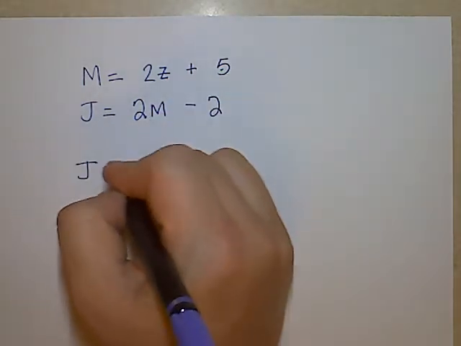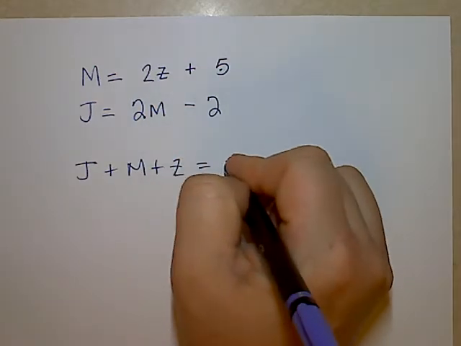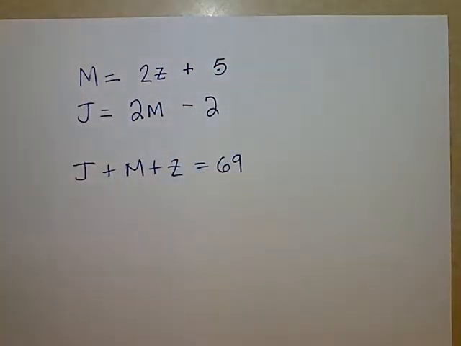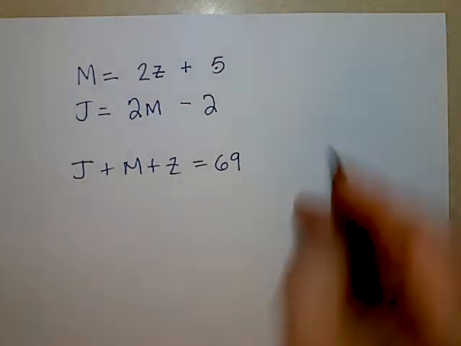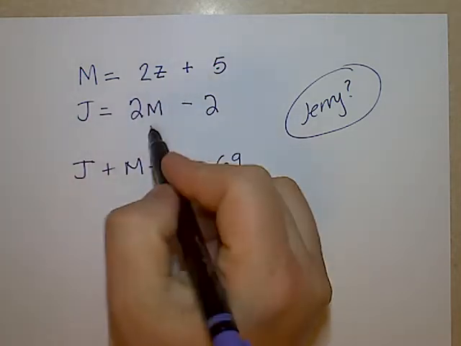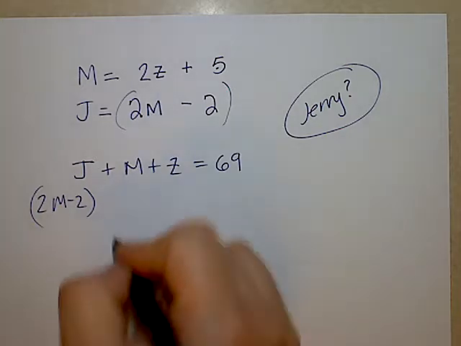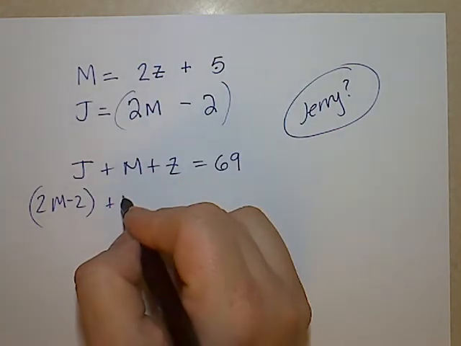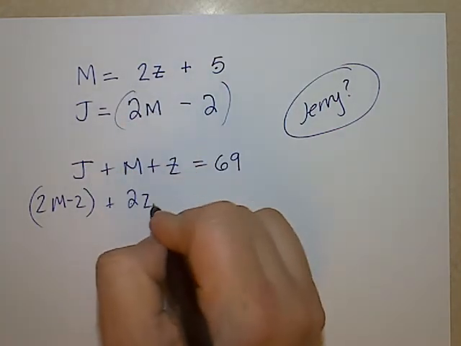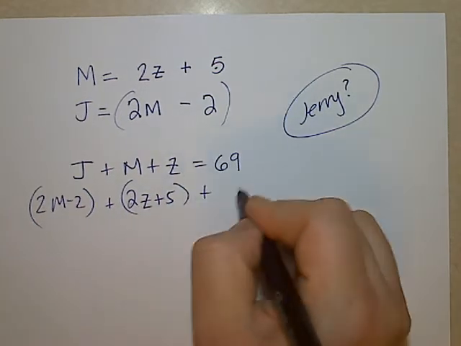I know that Jerry plus Mike plus Zach equals a combined total of 69. And the question for us is, how many points did Jerry score? That's our question. Okay, so let's replace. We know Jerry is equal to 2m minus 2. And we know Mike is 2z plus 5. And z is our last one.